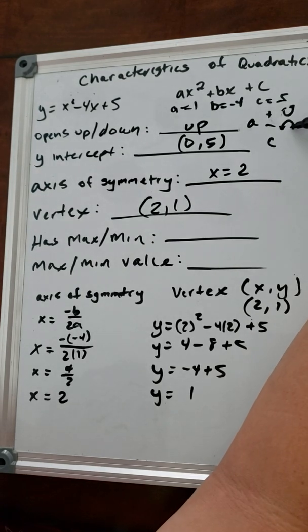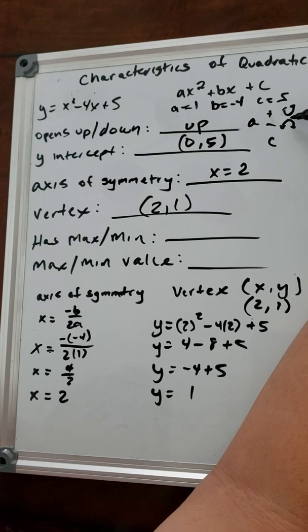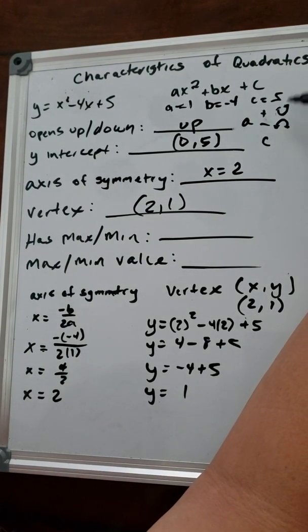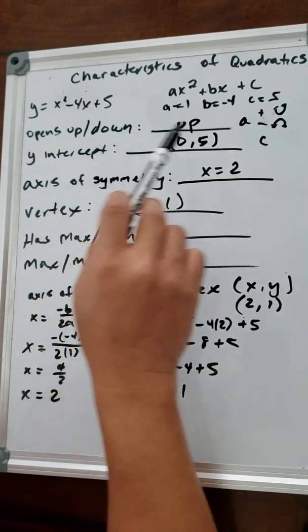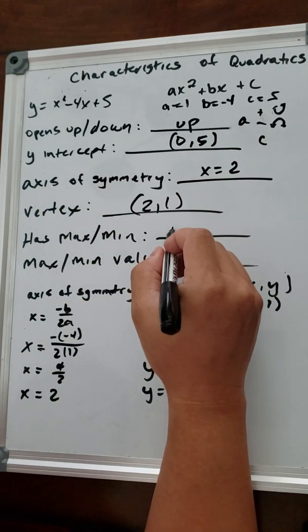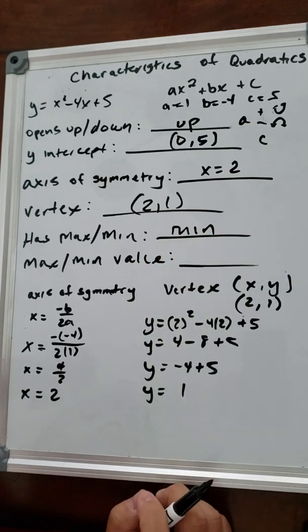On this graph, these go on forever and ever and ever, so this doesn't have a bottom. What it does have is a top. So that means when it opens down, it actually has a maximum. So in this case, did ours open up or down? It opened up, so we're going to look at this graph. This has a bottom, so we have a minimum.